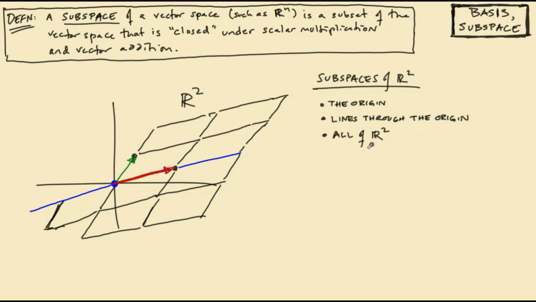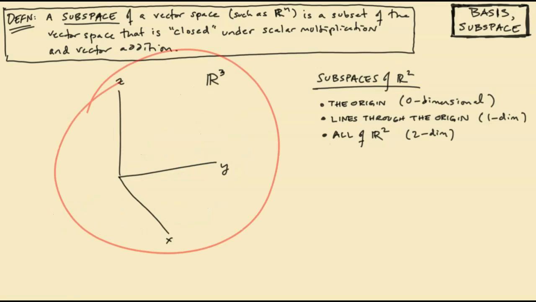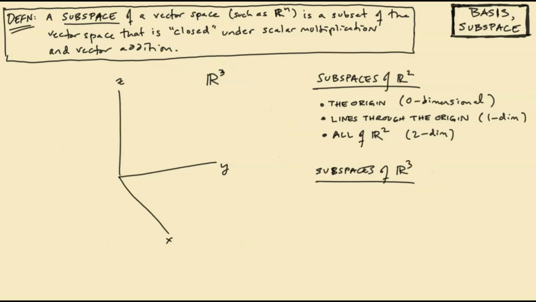And you might object, well, all of R2 isn't really a subspace, is it? I mean, it's the whole space. That's true, but we still consider it a subspace, even though it is the whole space. But we can see what's going on here now. Our subspaces of R2 contain the origin, which is a zero-dimensional subspace, lines through the origin, which are one-dimensional subspaces of the ambient two-dimensional space, and all of R2, which is, of course, the one and only two-dimensional subspace of the two-dimensional ambient space.